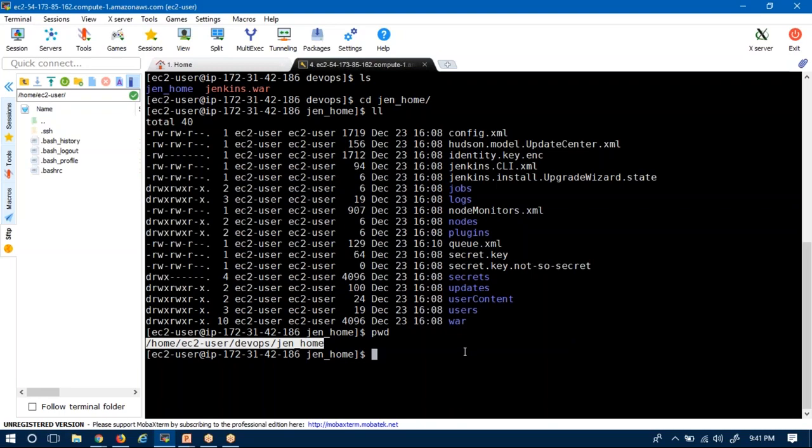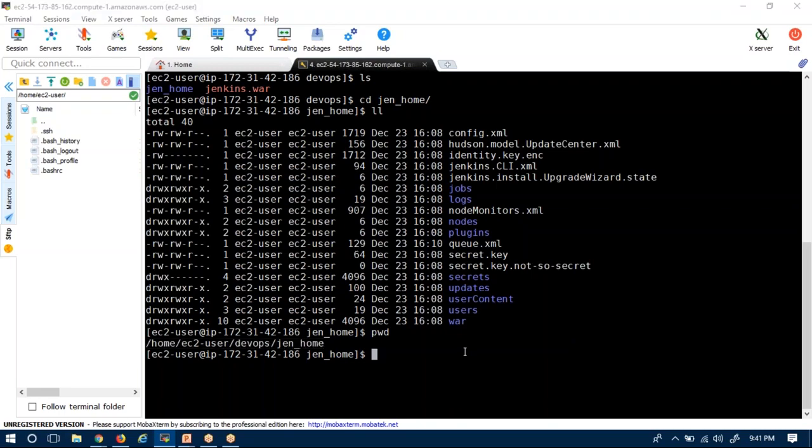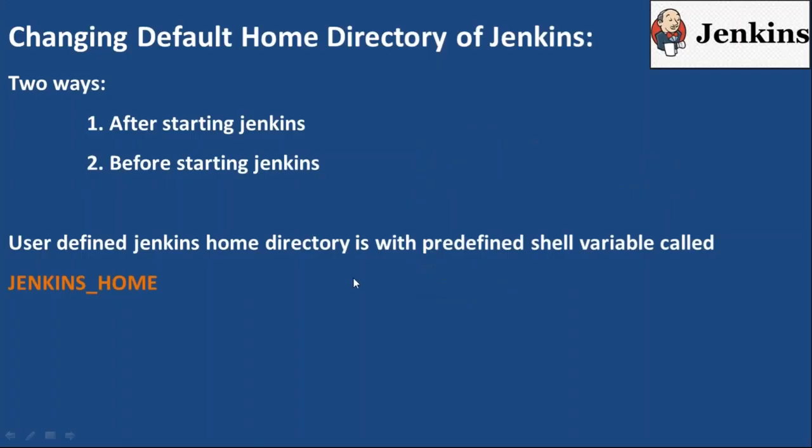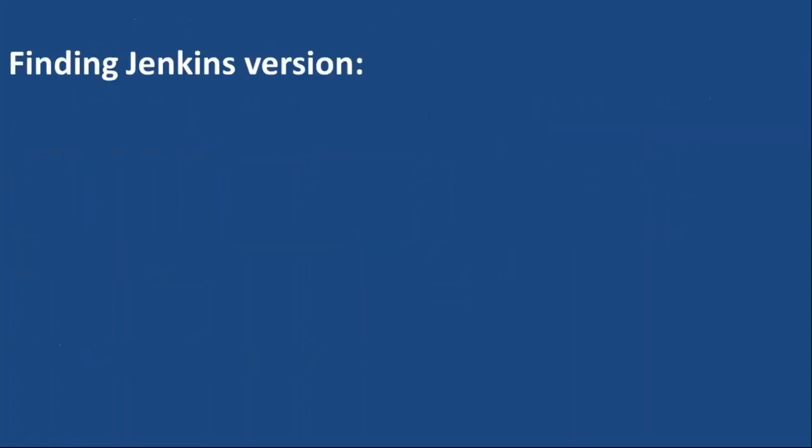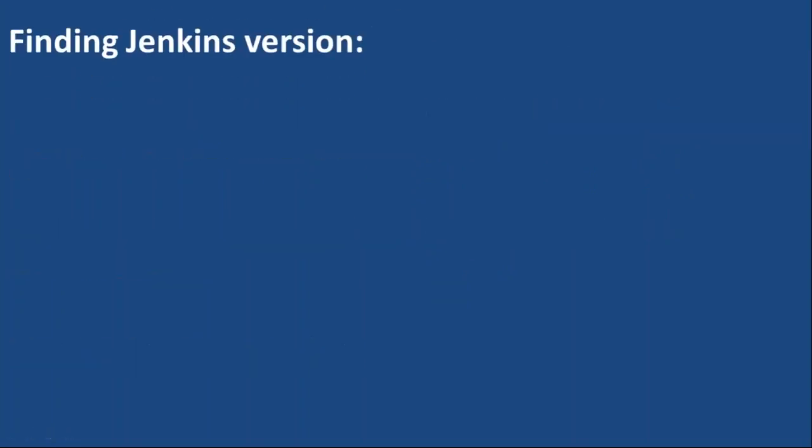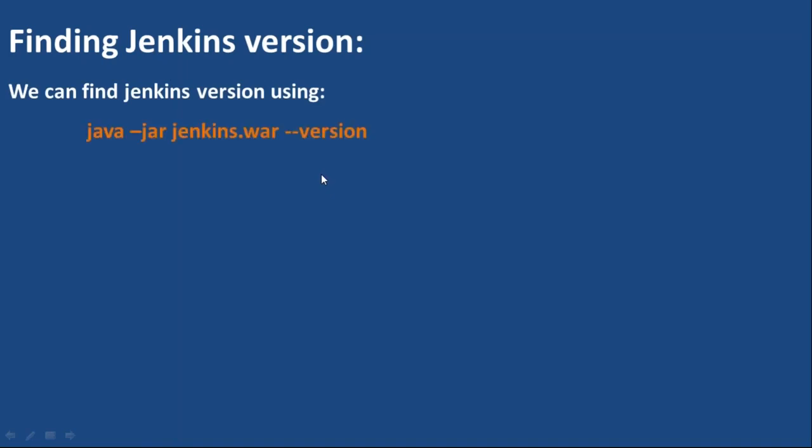Okay, then now let me continue with our slide. The next concept is finding the Jenkins version. See, here is the Jenkins version. You can find out this Jenkins version in two ways. One is with the help of your war file, and the second one is from config.xml.